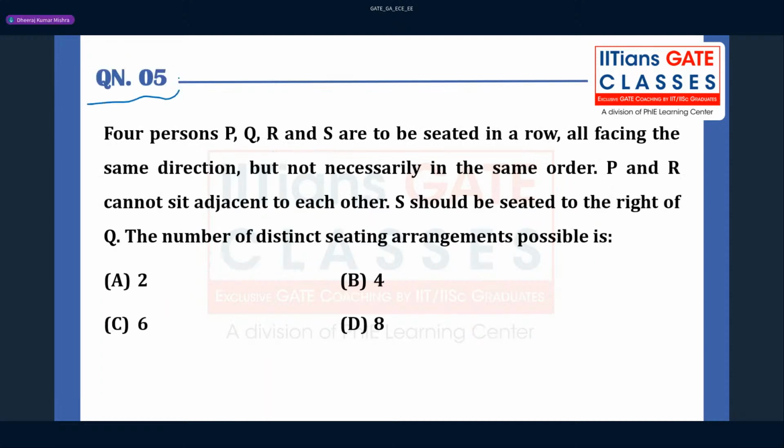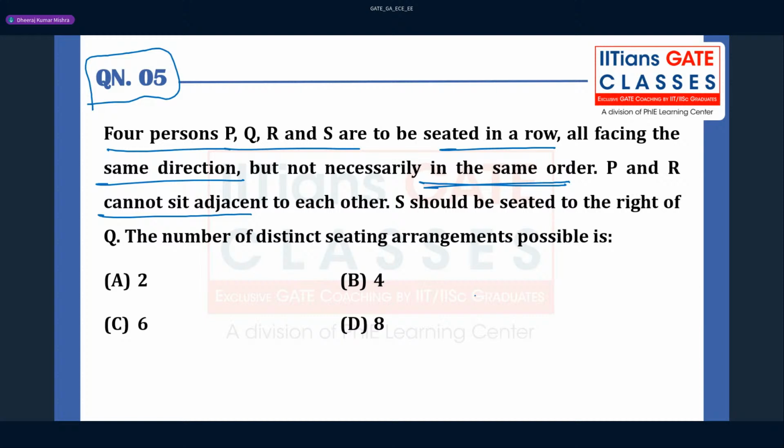Now let us solve this question. Question number 5. Four persons P, Q, R, S are to be seated in a row, all facing the same direction, but not necessarily in the same order. I believe this is fine for all. P and R cannot sit adjacent to each other. Remember that. Suppose this is P.